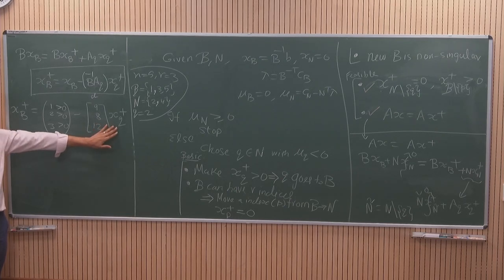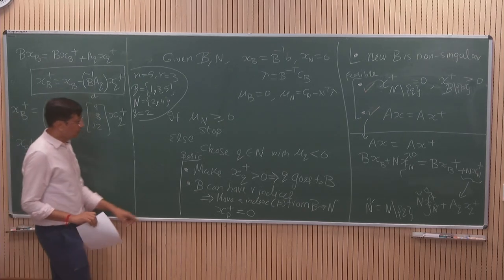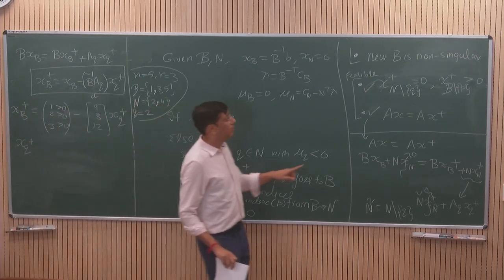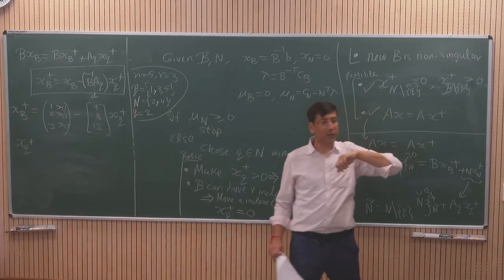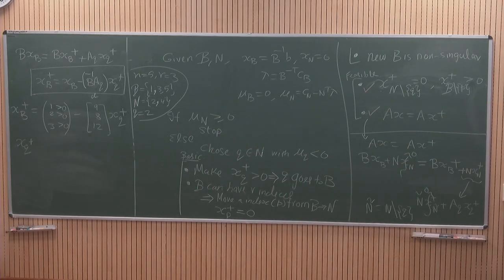So now tell me what should be the choice of xq plus such that this is satisfied and this is satisfied. How will you choose xq plus from that equation?